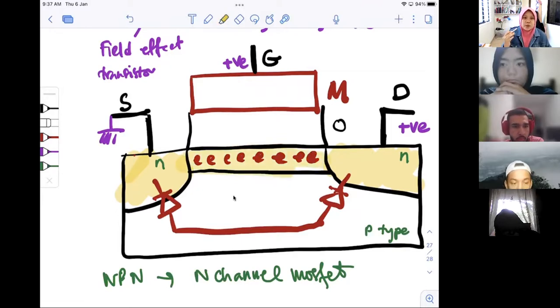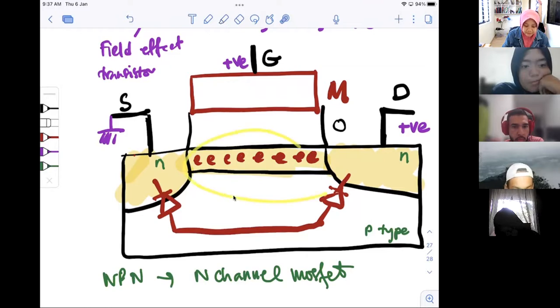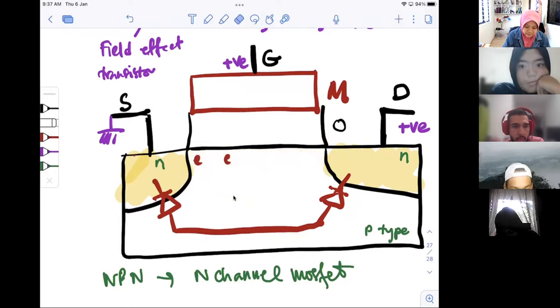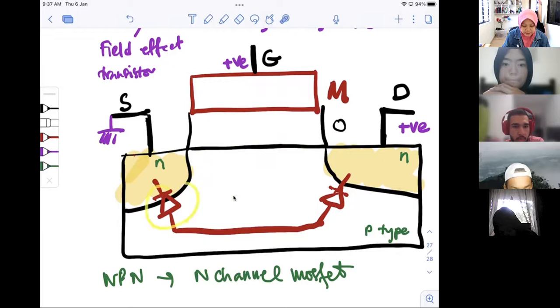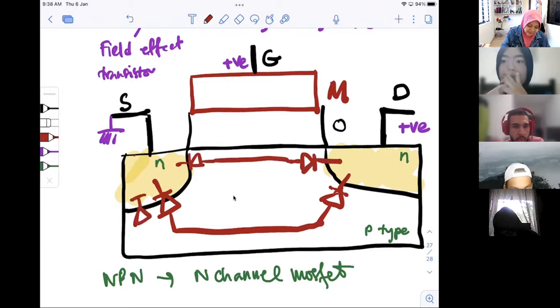So the condition for current to flow in a MOSFET is that you must have this channel. This channel must be formed first. If there's no channel, there's no way current will flow because of the back-to-back diodes. I can draw the diode like this as well here, if I want. It's everywhere, so we can draw it like this.